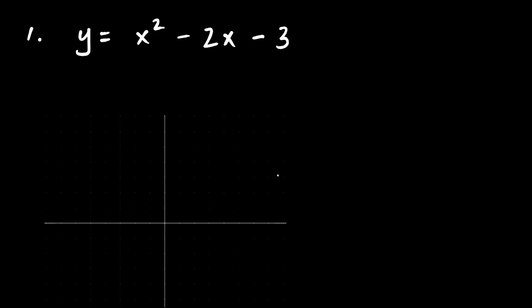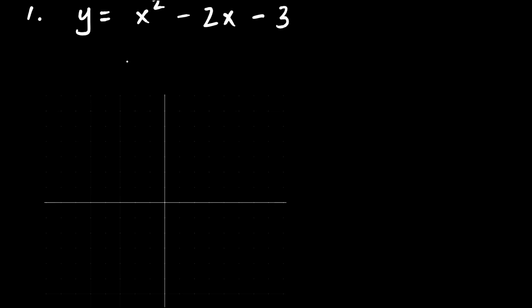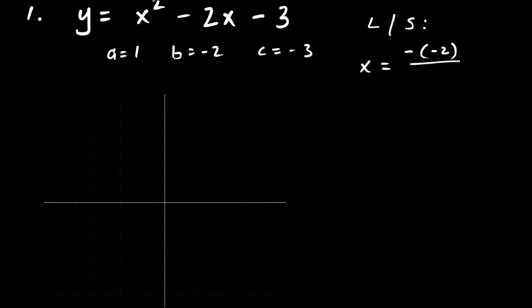So here we have y equals x squared minus 2x minus 3. So right away, if there's no number in front, we identify it as a 1, a equals 1, b equals -2, be aware of the minus sign, and c is equal to -3. So again, we're going to start with the line of symmetry, which I'll abbreviate L/S, okay? So that's going to be x equals -2 over 2 times 1.